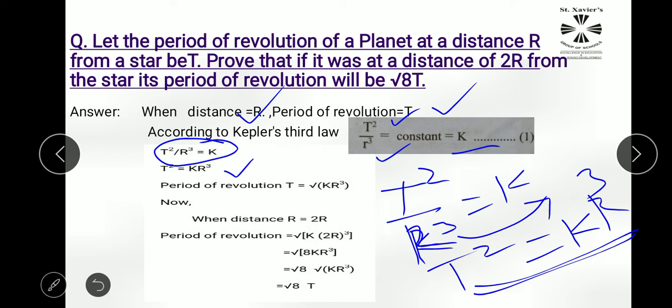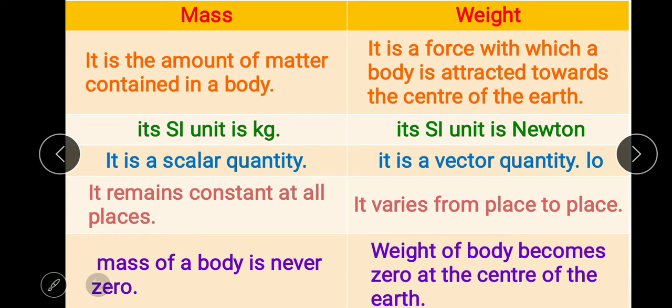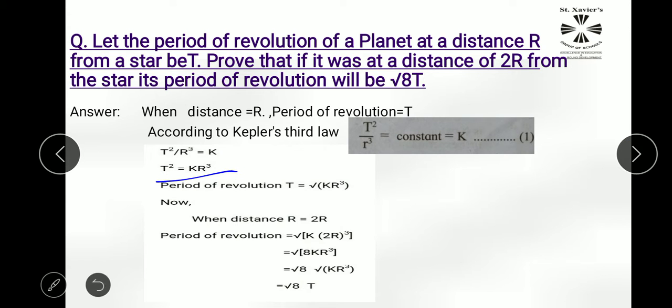Now for period of revolution, we got T square is equal to k R cube. We'll take square root, students. When this square goes to that side, it will become square root, and we'll get T is equal to under root k R cube.